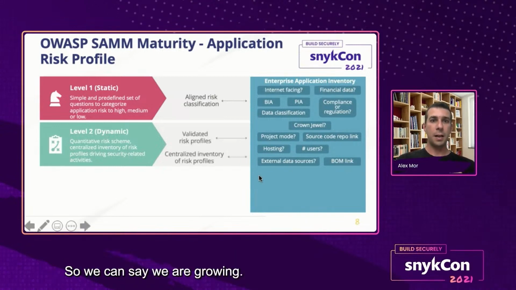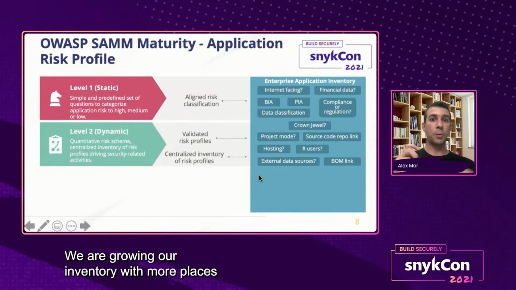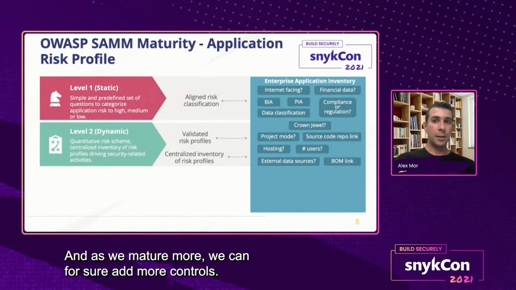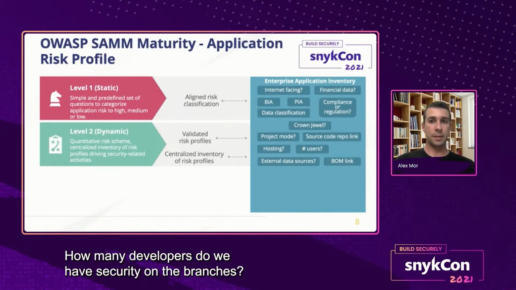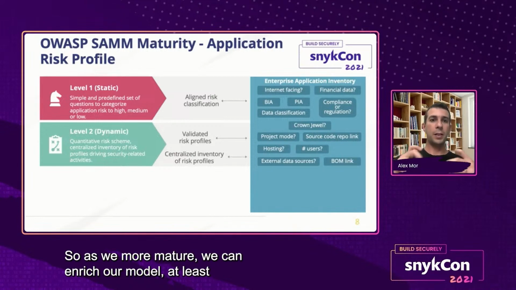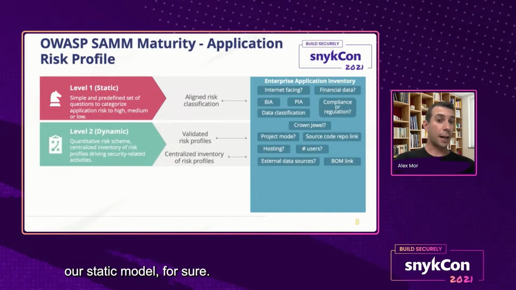So we are growing our inventory with more places to measure, places to sense. And as we mature, we can for sure add more controls. How many developers? Do we have security on the branches? Do we have all security tools running on all the pipelines? As we mature, we can enrich our model, at least our static model, for sure.